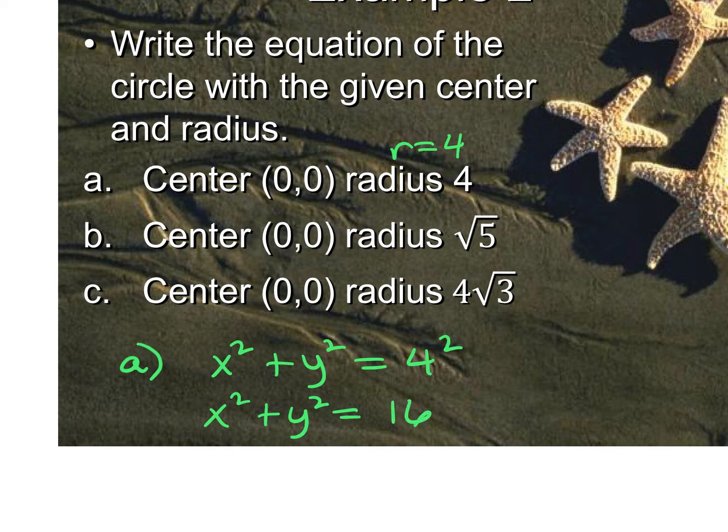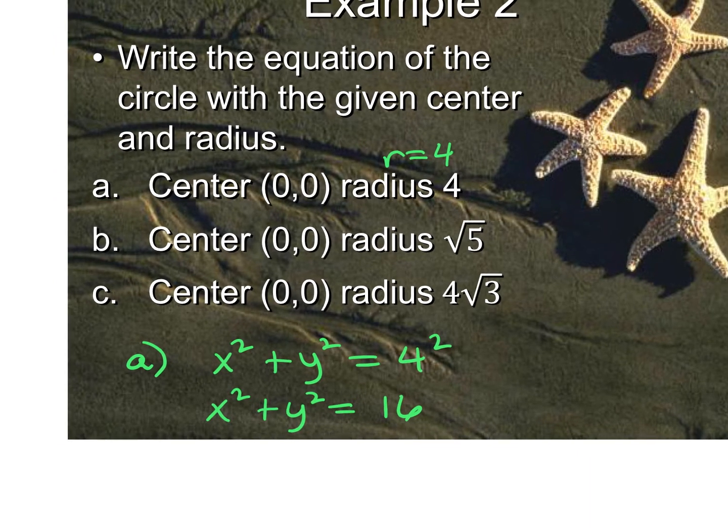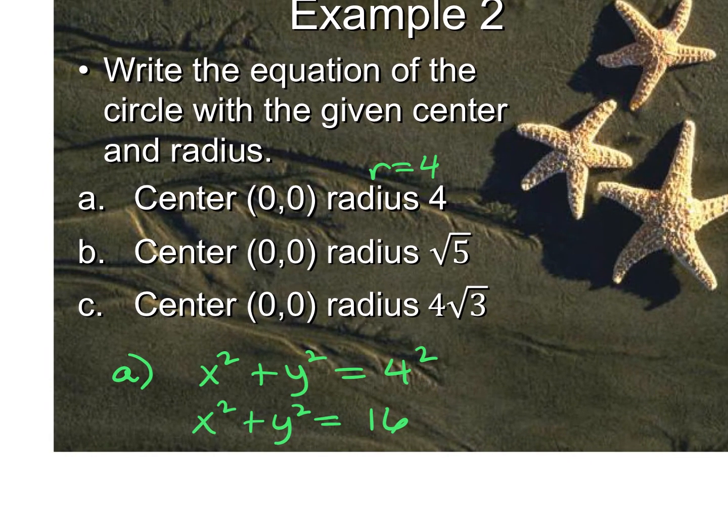And my equation is x squared plus y squared equals 16. Now here again, just like in the homework last night, we're going to be squaring this square root of 5, which is going to make the radical disappear. So for example, on part B, again, the radius here is the square root of 5.